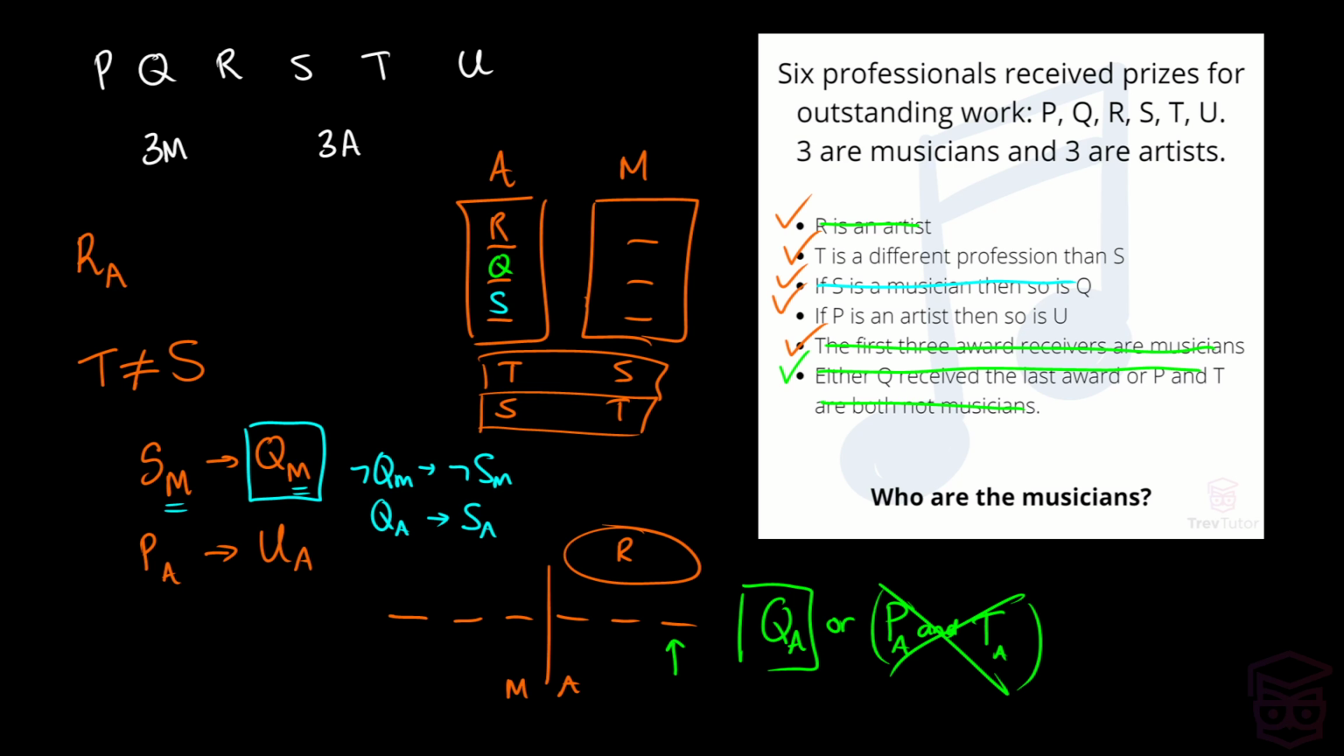And we know that S is not the same thing as T. So if S is an artist, then T must be a musician. And if P is an artist, then U is an artist. But U is not an artist, clearly, because there's not enough spaces left. So U must be a musician, which means that P has to be a musician. So we know who the artists and musicians are, but the question asks who are the musicians, which means we had to solve the whole thing to get that. The musicians are going to be T, U, and P.